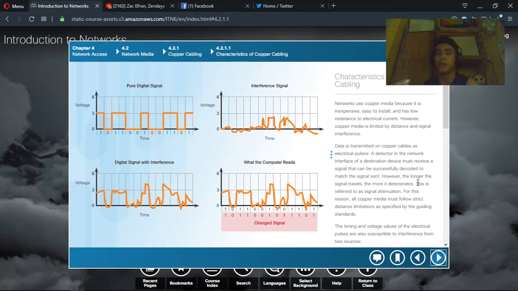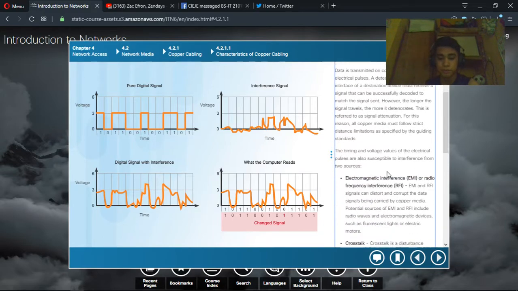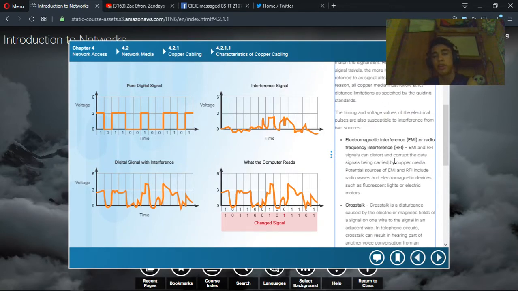It has low resistance to electrical current because it delivers data through electrical impulses. Data is transmitted on copper cables as electrical pulses and detected. The timing and voltage values of the electrical pulses are also susceptible to interference from two sources: electromagnetic interference or radio frequency interference. EMI and RFI signals can distort and corrupt data signals being carried by a copper medium. Potential sources of EMI and RFI include radio waves and electromagnetic devices.